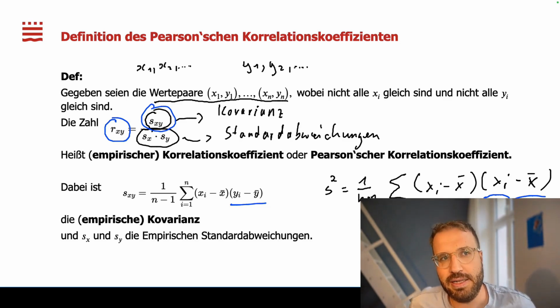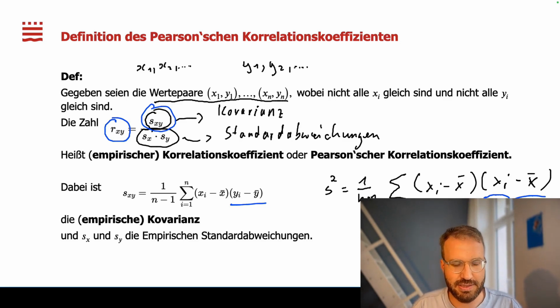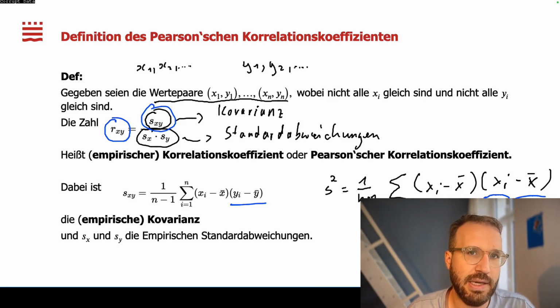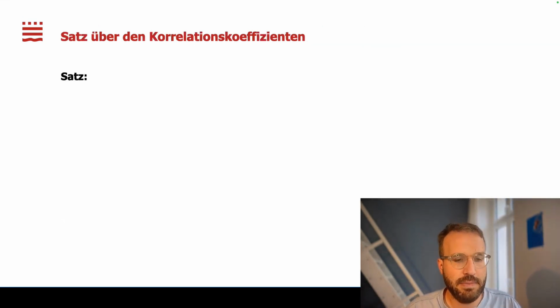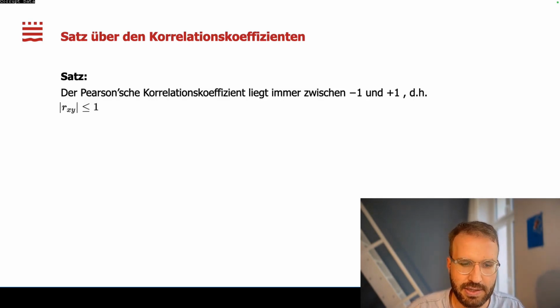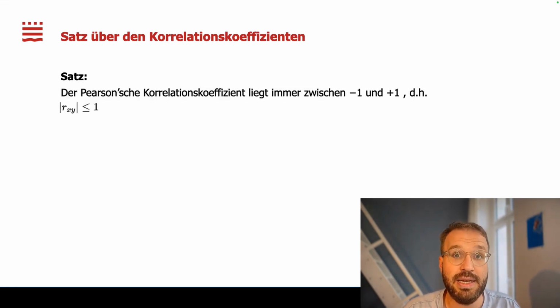It is a kind of normalization, because when we divide by this standard deviation, we can ensure that r_xy only has values between -1 and 1. And this has a certain advantage, as we can better compare correlation coefficients when they all lie within the same range of values. Yes, and we want to dedicate ourselves to a sentence that essentially describes what I have already said, namely, that this correlation coefficient lies exactly between -1 and 1, so the absolute value is less than or equal to 1.